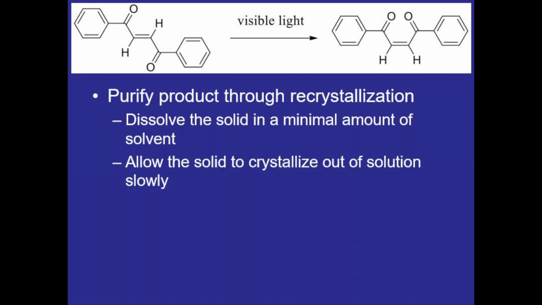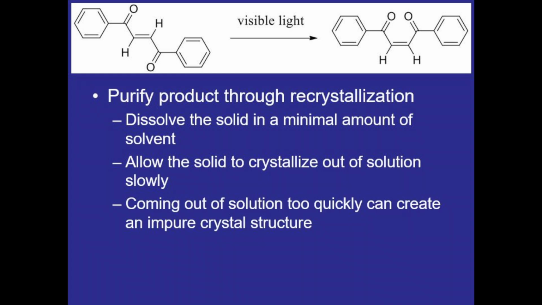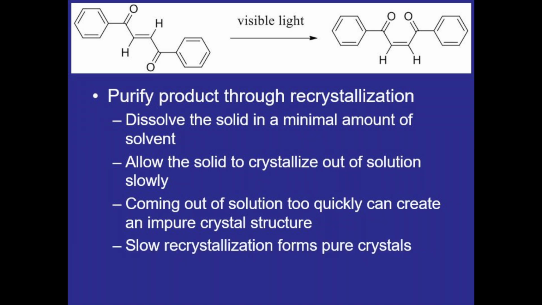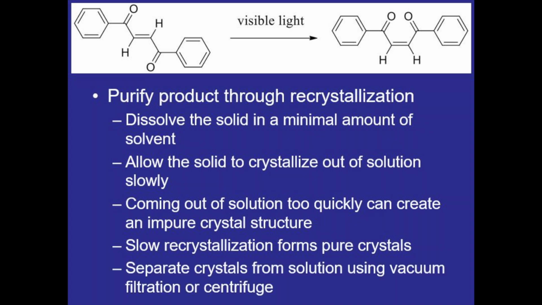Then we can allow the solid to crystallize out of that solution slowly. Coming out too quickly can create an impure crystal structure because impurities will get trapped within that structure, but a slow recrystallization forms pure crystals because those impurities are allowed to escape before the crystal structure fully forms. Once that's done, we'll separate the crystals from that solution by either doing vacuum filtration again or using a centrifuge, which is actually what I'm going to be showing in the lab.